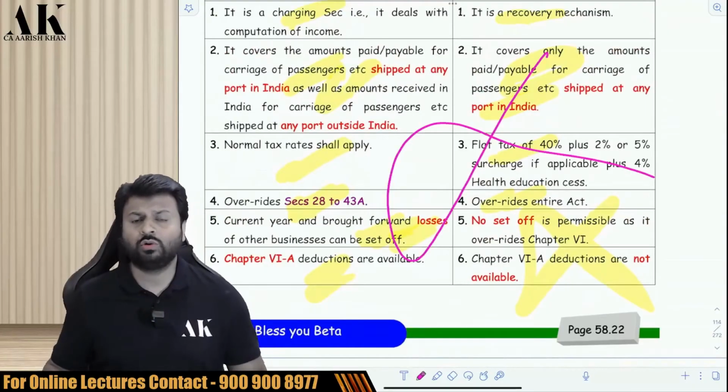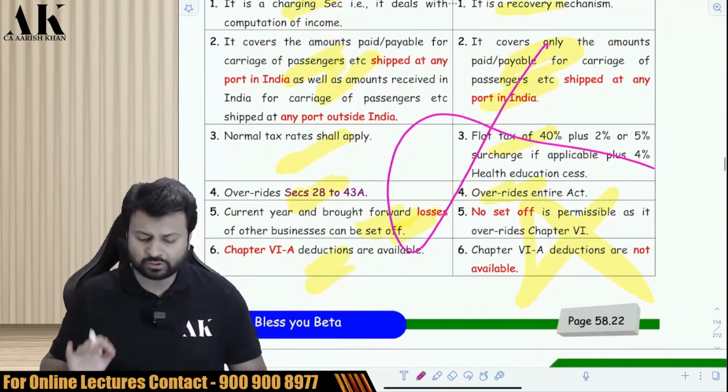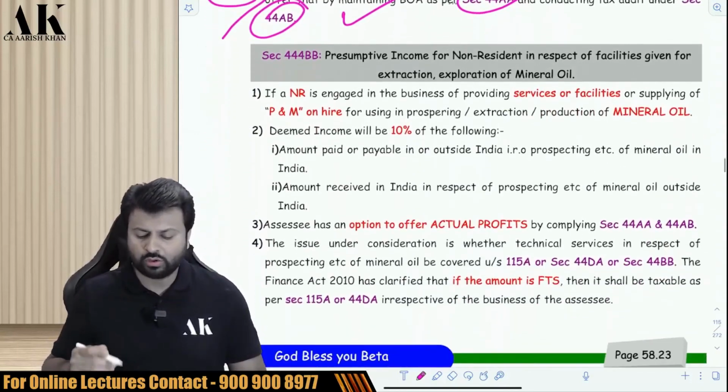In the previous two sections, that is this and this, you are not allowed to show the lower profits. Lower profits are not allowed to be shown in the previous two sections, but in this section the government is allowing you to show the lower profits also.